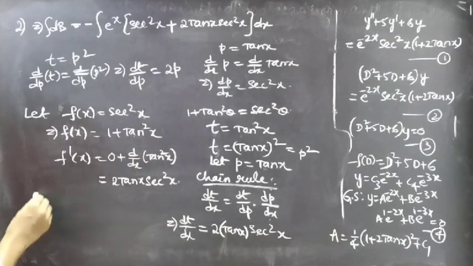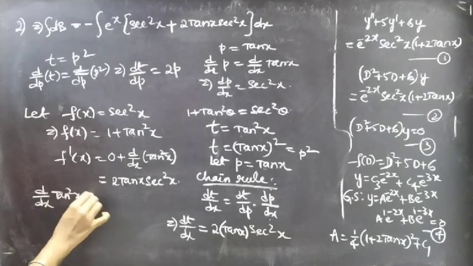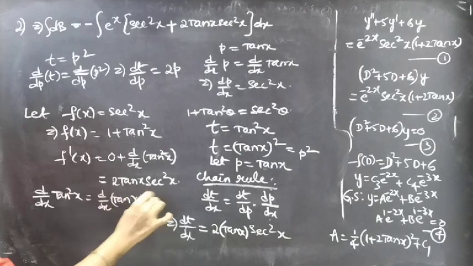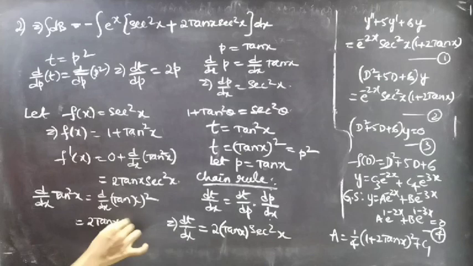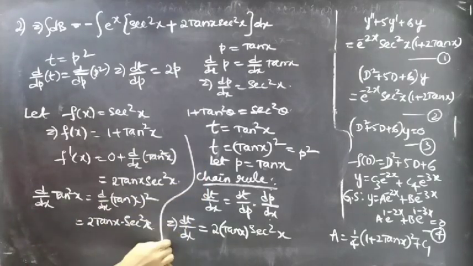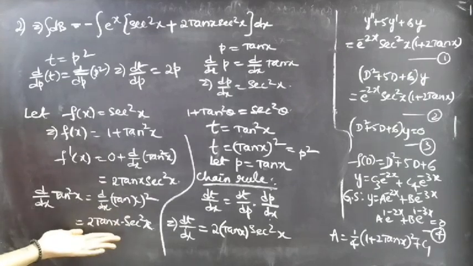Or simply, the derivative of tan square x, you can just write it as tan x whole square, which equals 2 tan x into the inner derivative of tan x with respect to x, which is secant square x. Simple. Okay, this is the actual procedure. This is the direct way of finding. If you're really good at solving derivatives, you can just do it directly.